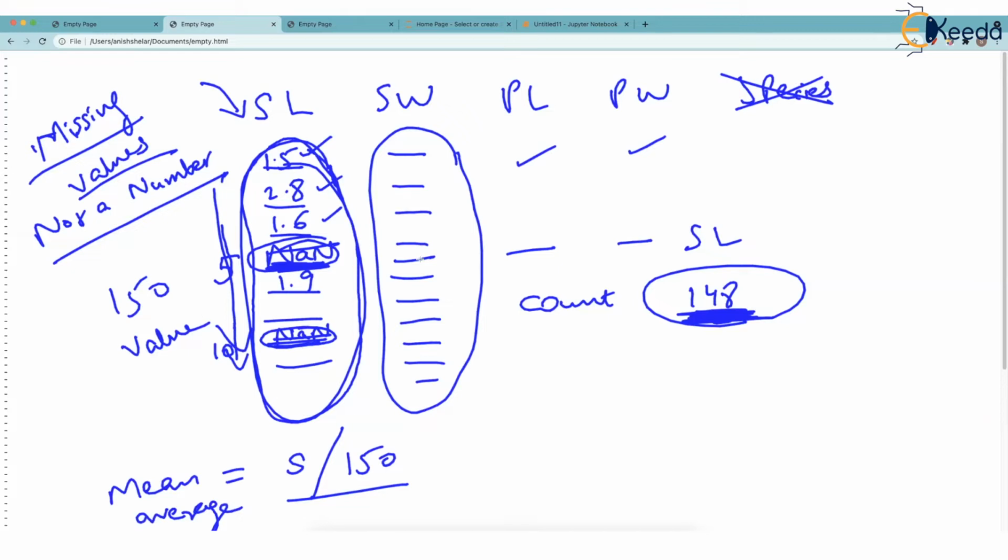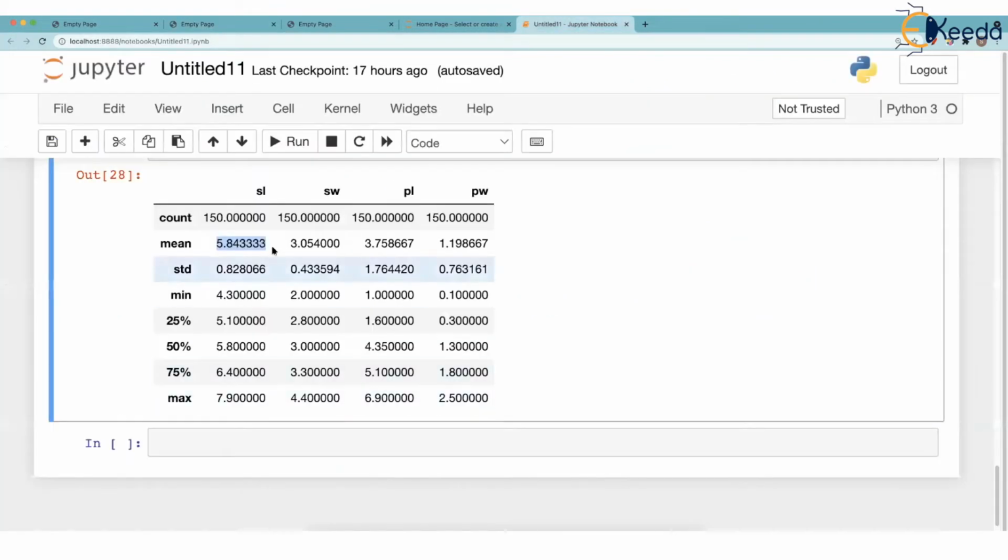So what is the average of SL? You say the average sepal length is 5.8. So it can be a bit higher than 5.8 in some rows, and a bit lower than 5.8 in some rows, but the central value, or mean, is 5.8. Similarly, sepal width is 3.05 and petal length is 3.7.